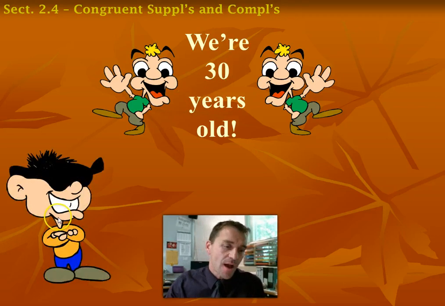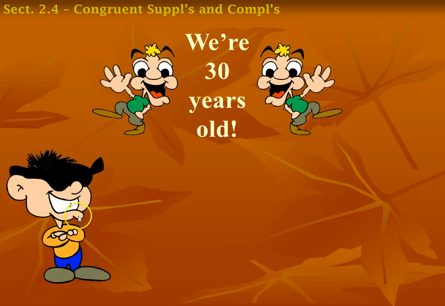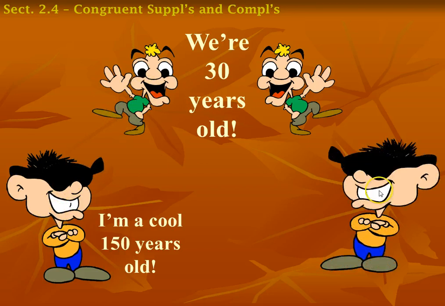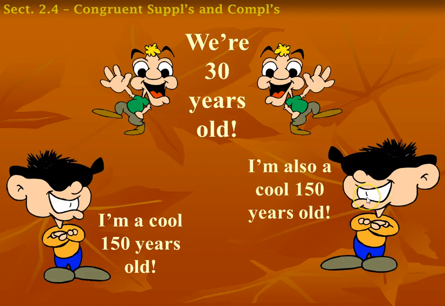Now, let's say we have a cool dude down here, looks like me, smiling like, yeah. And he says, wait a minute, I'm a cool 150. I know it's not possible, but understand the analogy. So you could say that these 2 guys right here are supplementary in age. And let's say I have another guy over here to the right that says, wait a minute, I'm also 150. So here's what you got. You got something here that's supplementary. You got something here that's supplementary. These 2 things are congruent.